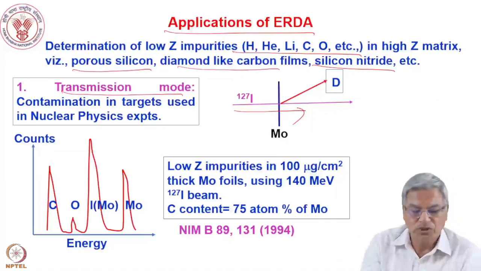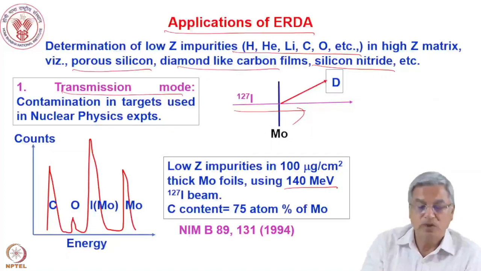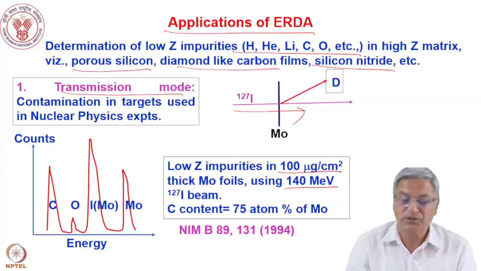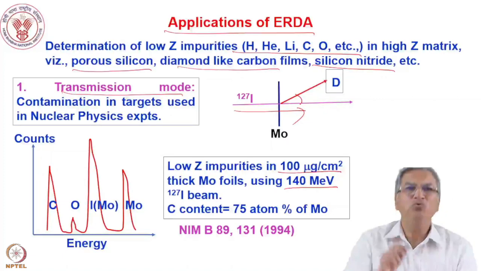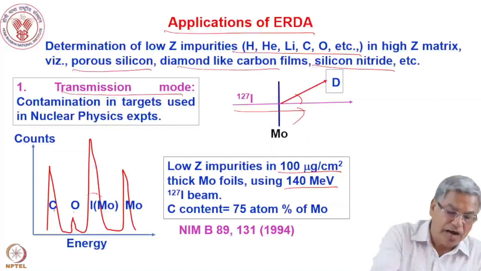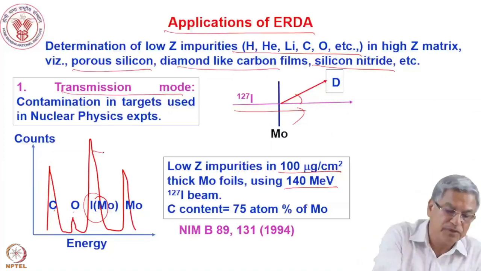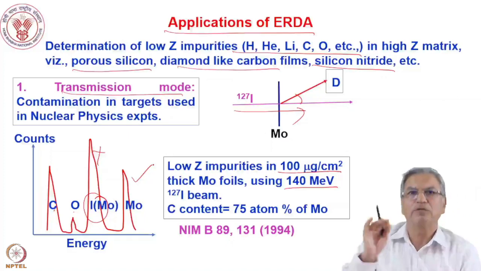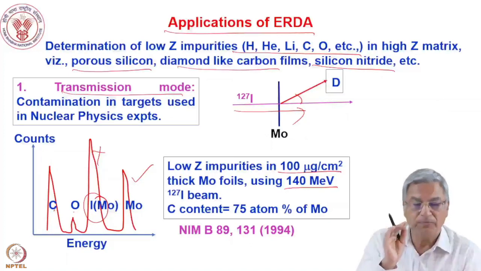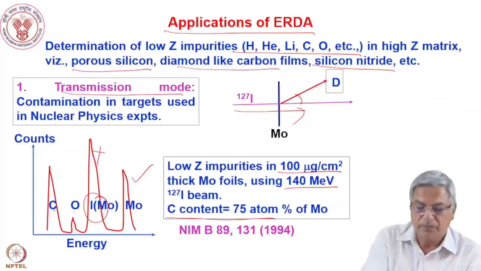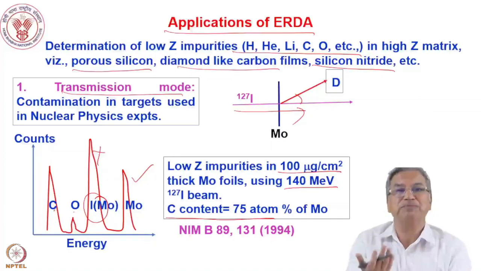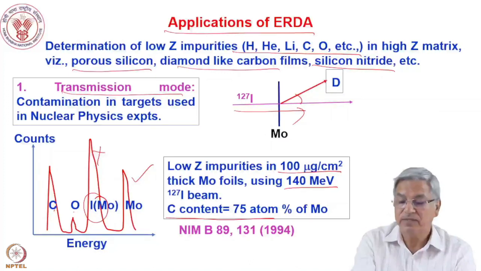So you have an iodine-127 beam of 140 MeV. You are determining the impurities in a molybdenum foil of 100 microgram per centimeter square thickness. So you can put the detector at a forward angle, and now you will get the spectra due to different impurities like carbon and oxygen in the form of narrow peaks. And this is the iodine elastically scattered from molybdenum, so this is not of interest. And you have the molybdenum peak, the molybdenum recoils. They essentially wanted to see the carbon impurity, and the carbon content was found to be 75% of the molybdenum. So these are used, for example, in nuclear physics experiments, where we have a metal foil and you want to know what the impurity in the target is.